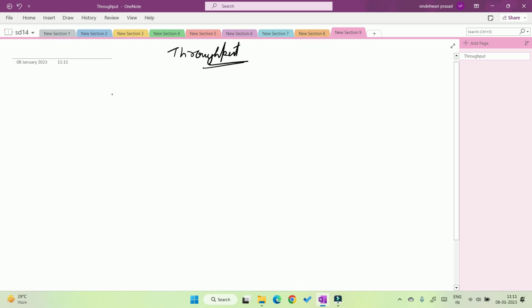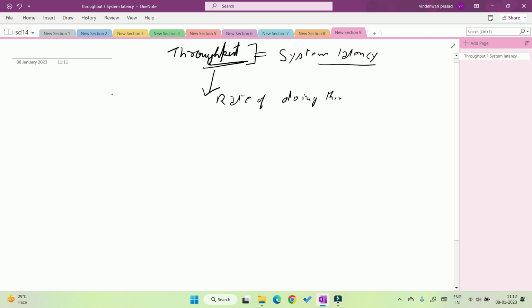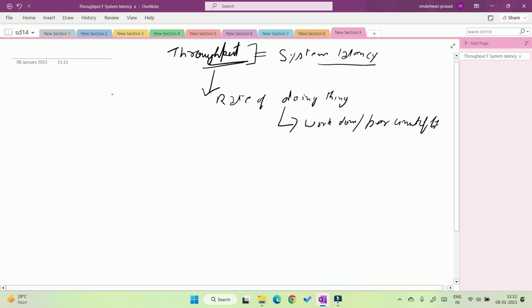As in the previous videos, we have seen one of the important concepts of system design, that is latency. So in today's video, we are going to see what is throughput. Throughput is basically the rate of doing things. What does it mean? It means work done per unit of time.